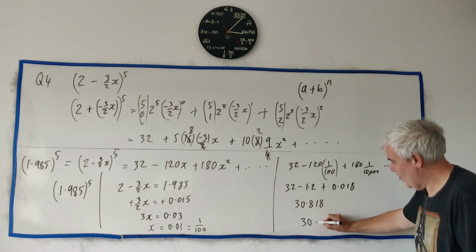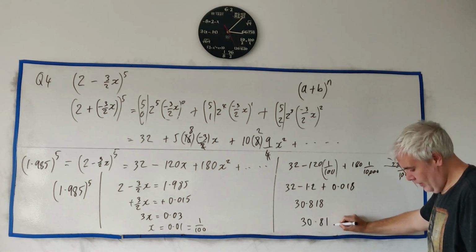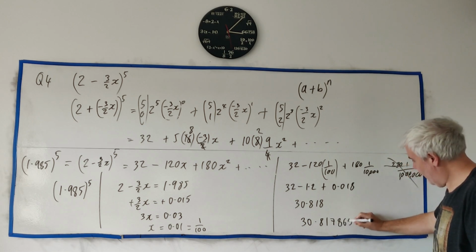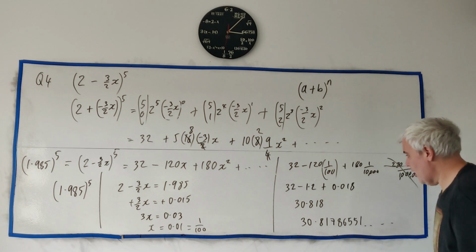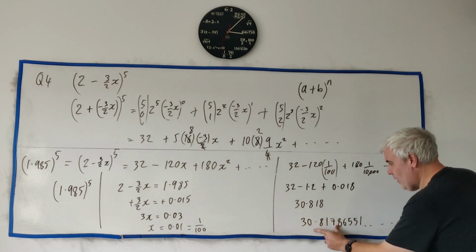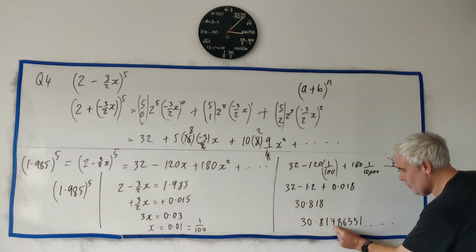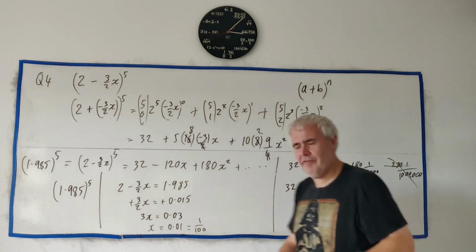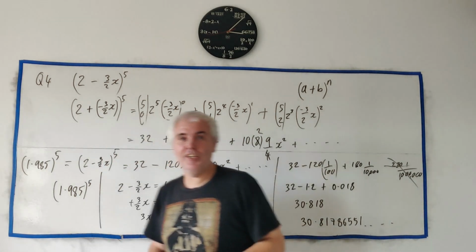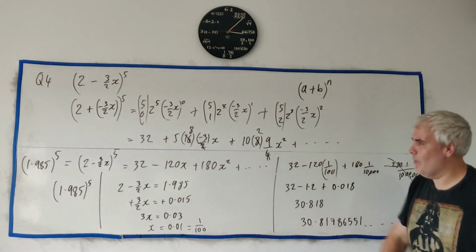Check on your calculator what the real number should have been. The real number should have been 30.817865551. Look how good it is. It's correct to the first 5 decimal places. Round this off, it's 30.818. That's 5 significant figures, not 5 decimal places. This was correct. It's a great way to approximate.